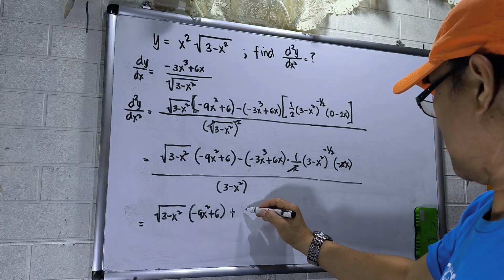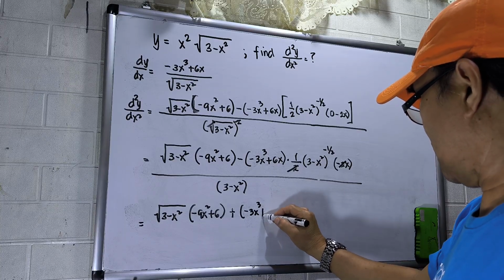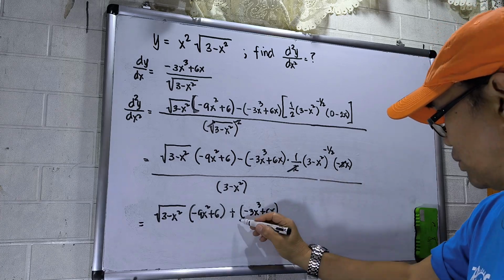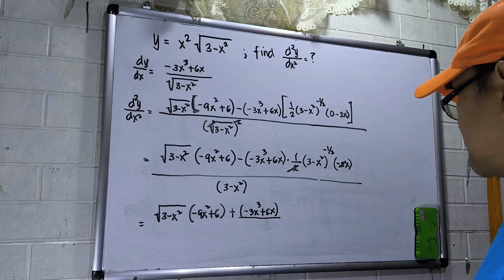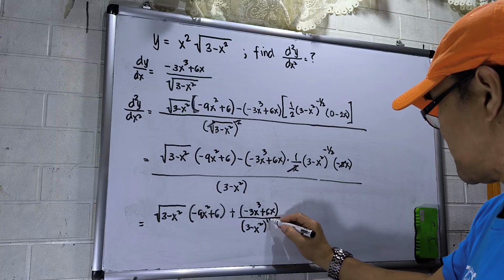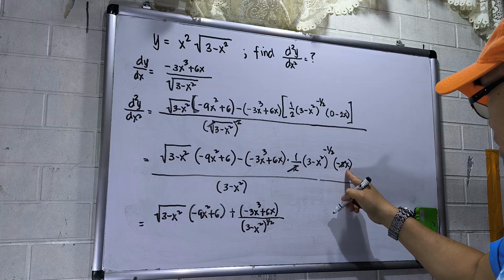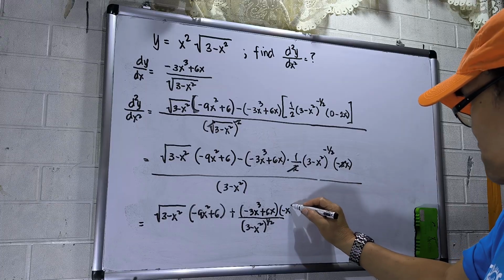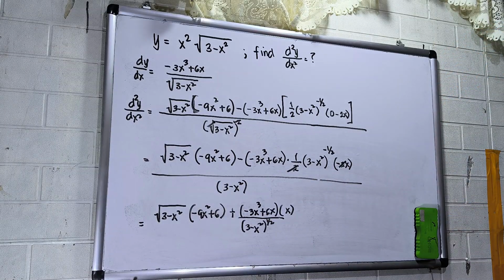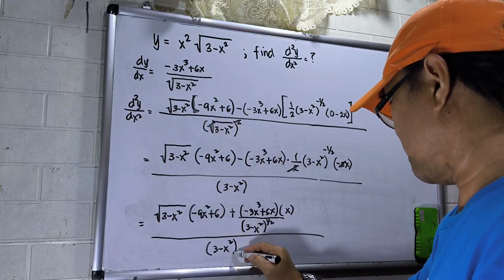So this will be negative 3x cubed plus 6x. Then this one will be placed below negative 3x cubed plus 6x. This will be circle brackets, 3 minus x squared raised to positive 1/2. Then I have still 1 in here, so negative x. Oh, sorry, only positive, because the negative times negative, that will be positive. Then this will be over circle brackets, 3 minus x squared.